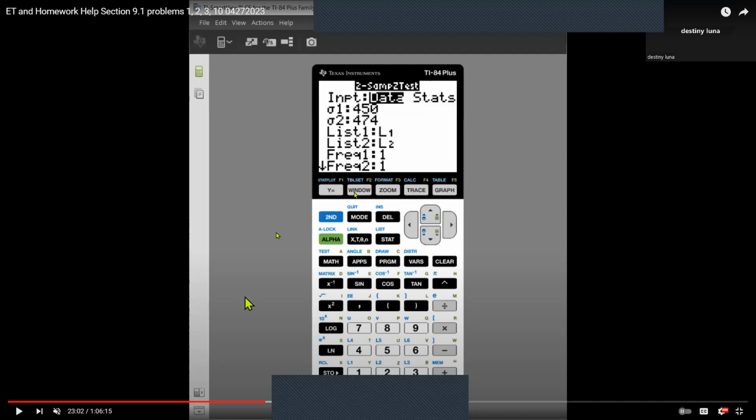Remember, she gave you sigma 1 equal to 450 and sigma 2 equal to 474. So make sure you go to the 2 sample z-test on your screen and enter the things that you see here. And then I'll let it run through and show you what we got, because there's a couple of things that we have to pay attention to.